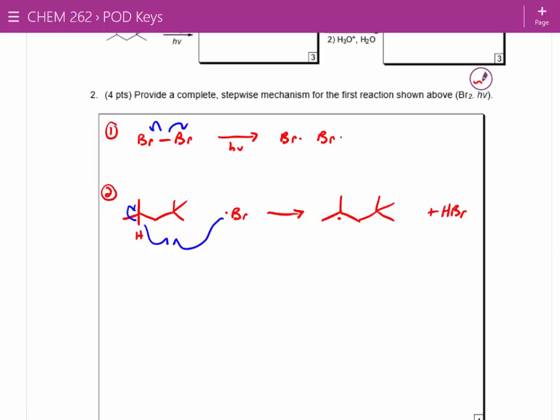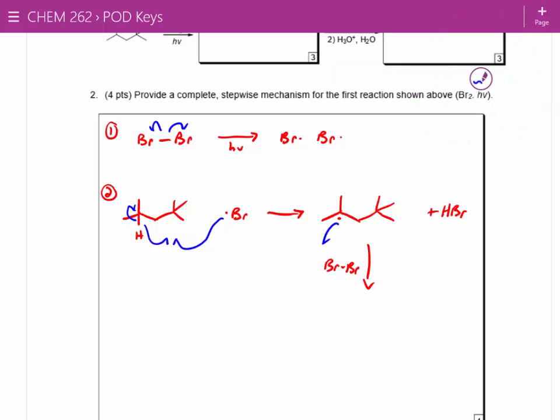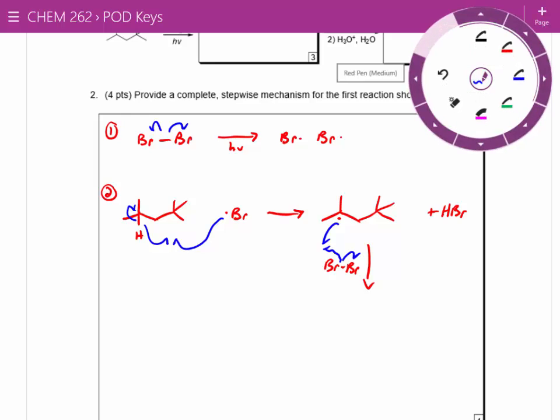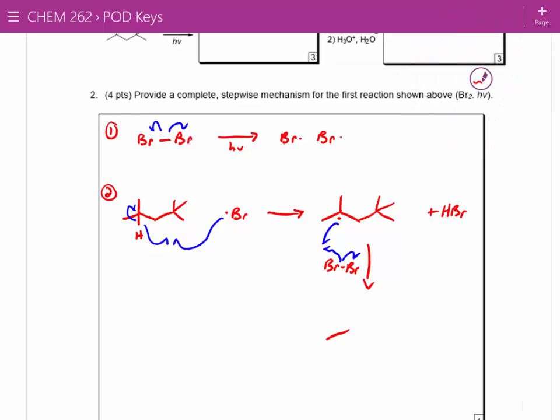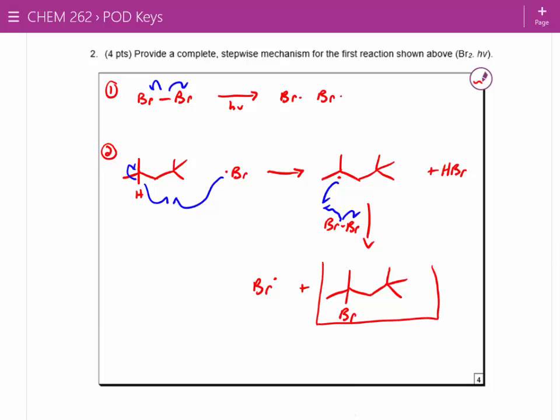So we use this radical that we formed in order to react with bromine. In this case, one of these electrons meets up with the covalent bond between the 2 bromine atoms, and then the other electron goes over to the other bromine. So we get that along with our bromine radical. All right, so this is our product of interest.